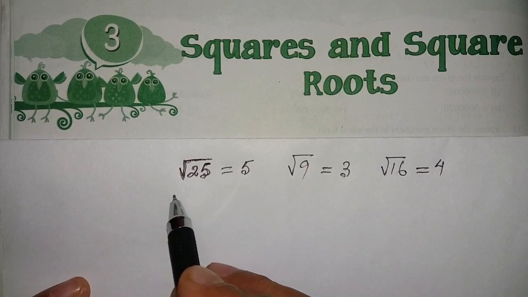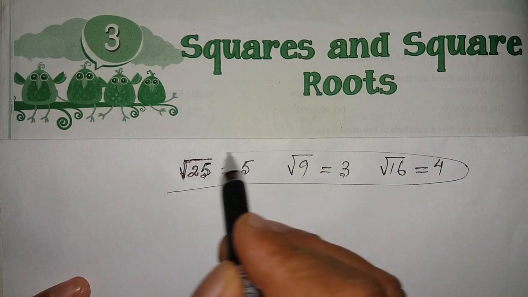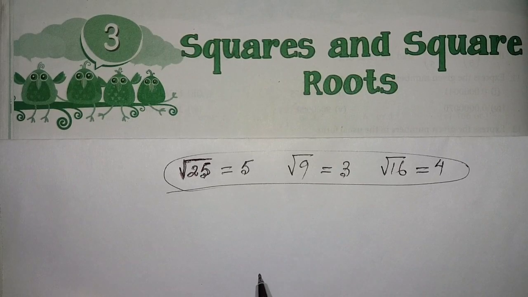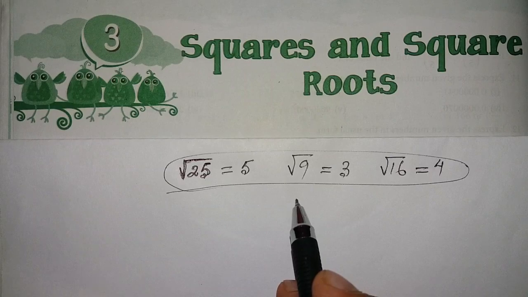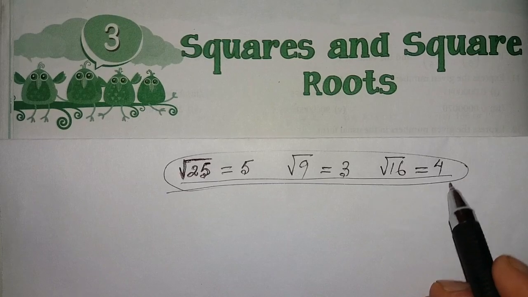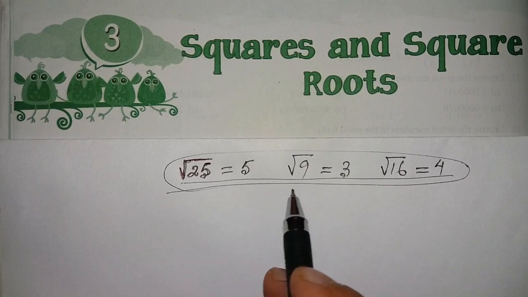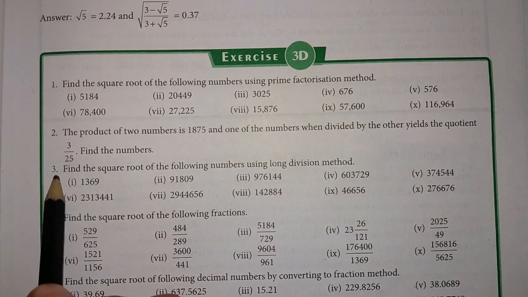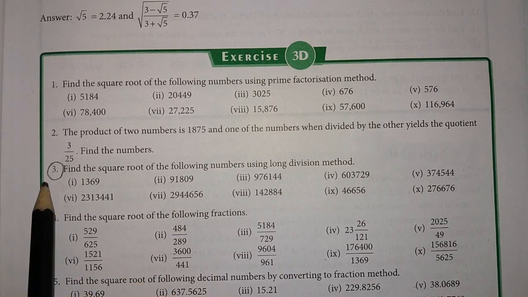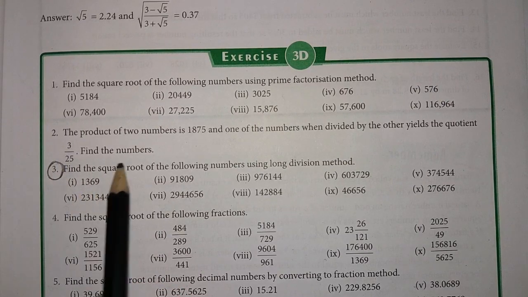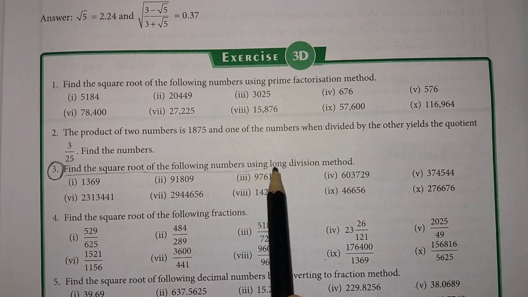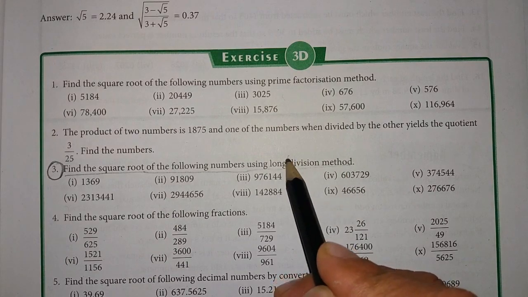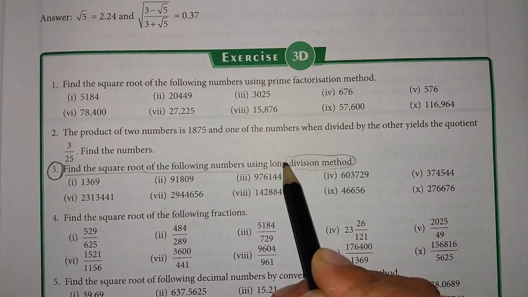So this is what we have learned in the previous videos, and also how to find the square root of different numbers using the prime factorization method. But today in this video we're not going to go into that again. We will see the long division method. Here in question 3, the question says find the square root of the following numbers using the long division method.